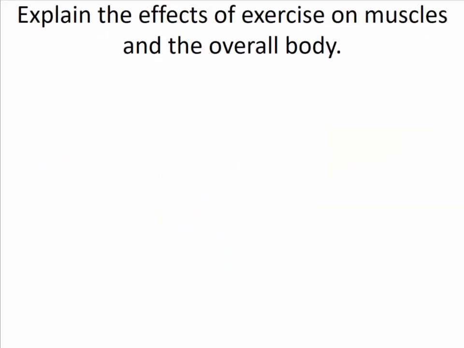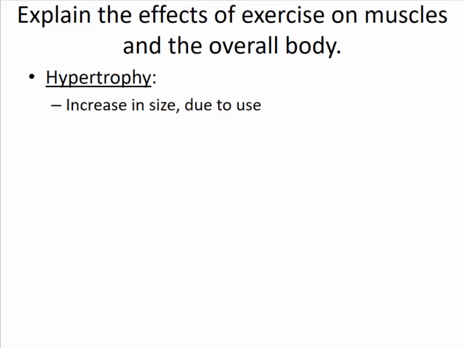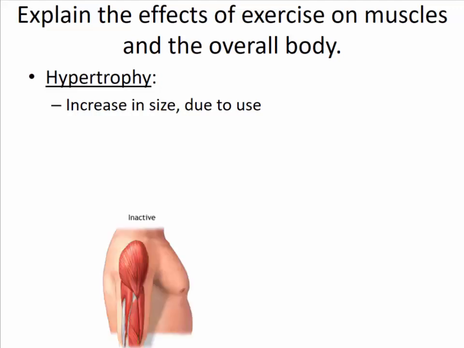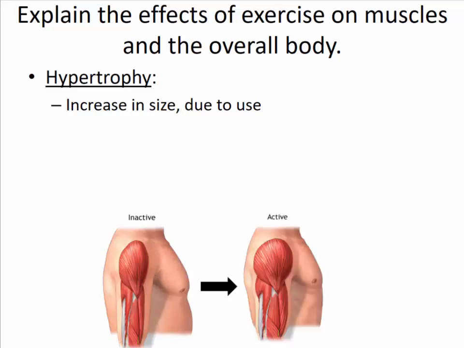So what are the effects of exercise on muscles and the overall body? Hypertrophy is an increase in size due to use. If we break down this term, hyper means increase. Trophy is size. So as you use your muscles, you exercise, your muscles increase in size. Here we have an inactive muscle, and after exercise, the muscle overall gets bigger.